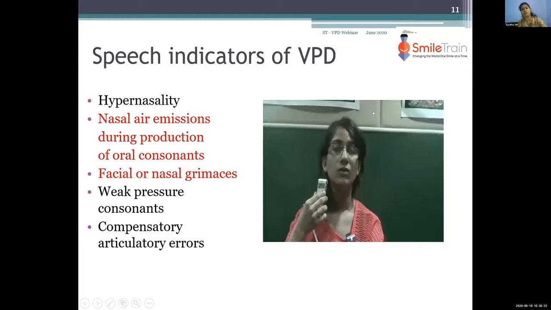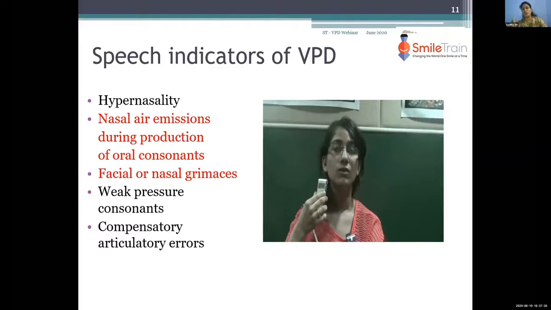The next common phenomenon that we notice when there is velopharyngeal dysfunction is the presence of nasal air emissions or nasal turbulence, as it may be called, during the production of oral consonants. This may be accompanied by grimacing around the nostril. Now, what do we mean by nasal air emission? Very often, I see surgeons, sometimes even speech language pathologists, especially those at the beginning of their careers, get confused between hypernasality and nasal air emission. While hypernasality is related to the energy of the air, nasal air emission is a phenomenon that we hear because of perceivable air flow. You perceive the air flowing through the cavity. That is what is called nasal air emission.